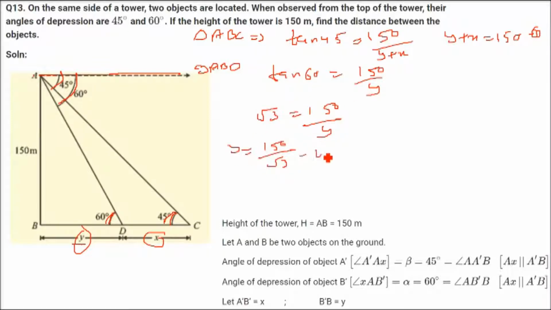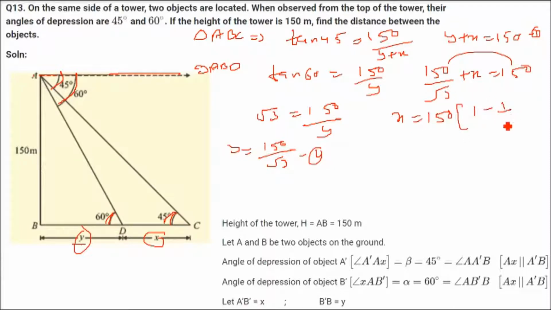Now we are going to put this y here in this equation. So y is 150 by root 3 plus x equal to 150, and we have to find x. X equal to, I am taking 150 outside. What do we get? 1 from here and 1 by root 3 from here. So we get 150 times (1 minus 1 by root 3).